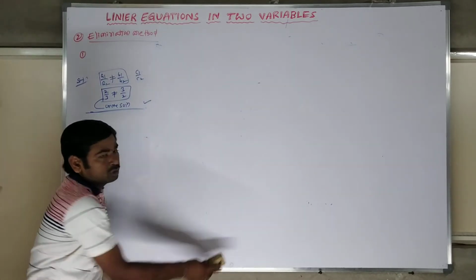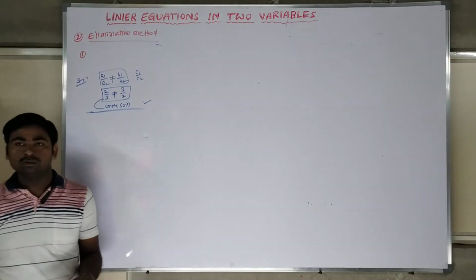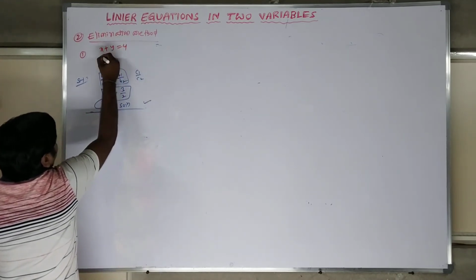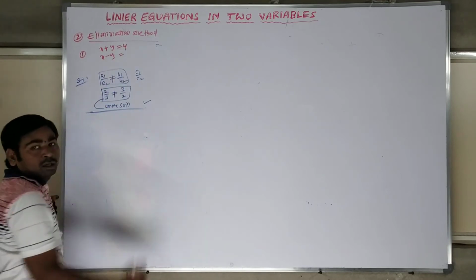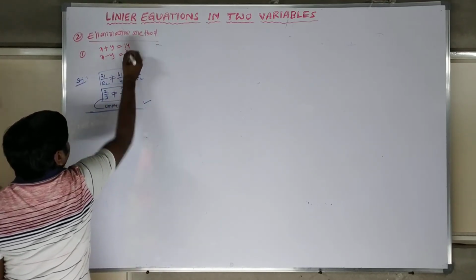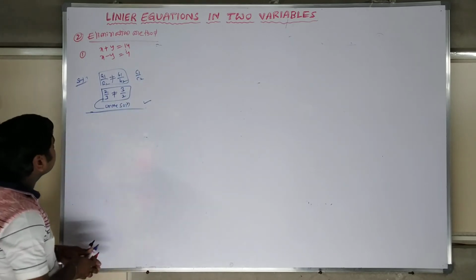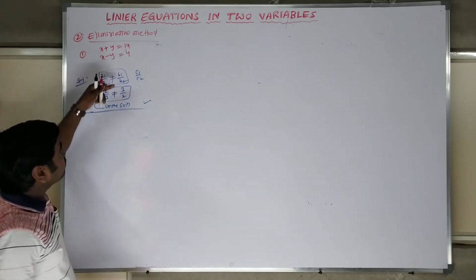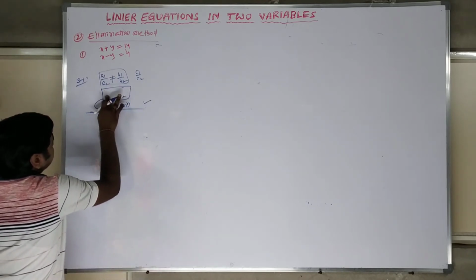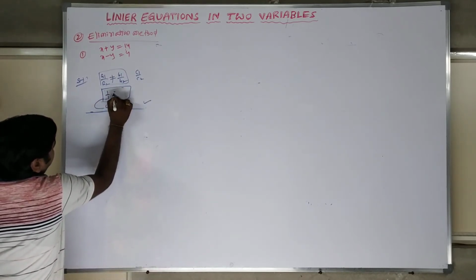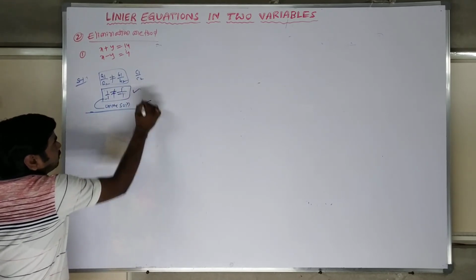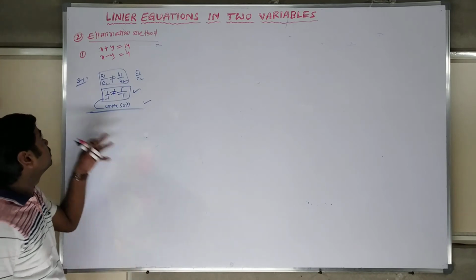So let us take the substitution method. I took one example, that's what I do in the elimination method here. x plus y is equal to 14 and x minus y is equal to 4. Let us check it out here: 1 by 1, and 1 by minus 1. 1 is not equal to minus 1. So 1 by 1 and 1 by minus 1 both are not same. Therefore a unique solution is satisfied.